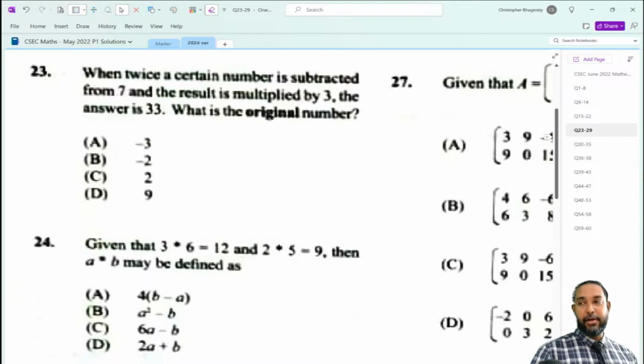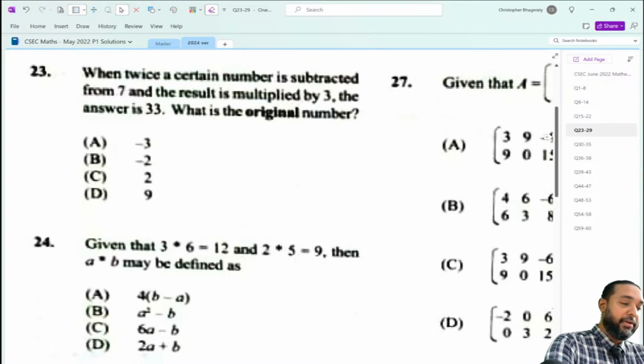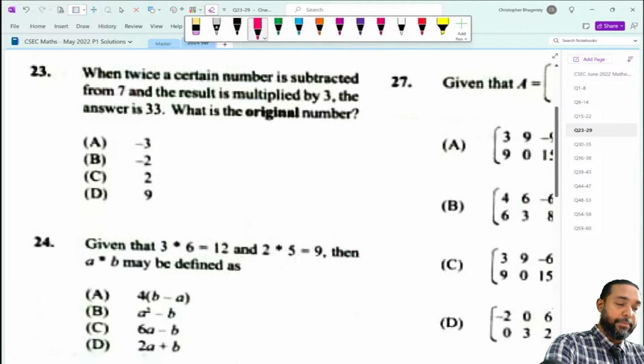All right, guys. So I'm going to move a little more quickly, hope that's okay. But again, if you need me to slow down at any point in time, it's not a problem, let me know. So when twice a certain number is subtracted from 7 and the result is multiplied by 3, the answer is 33. What is the original number?